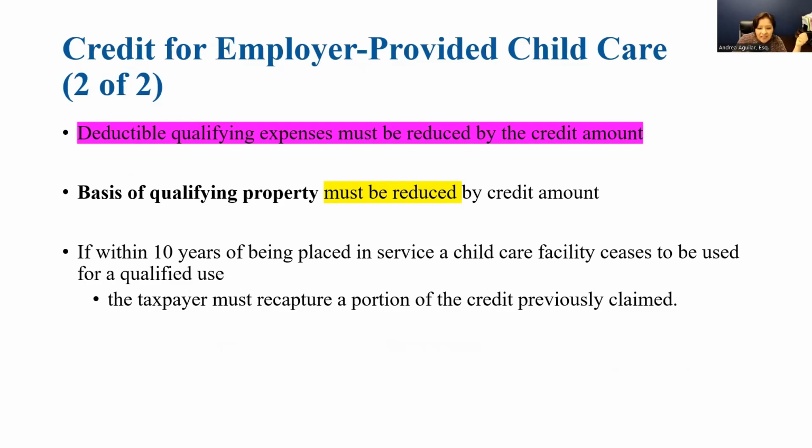If within 10 years of being placed in service, a child care facility ceases to be used for a qualified use, the taxpayer must recapture a portion of the credit previously claimed. So you cannot stop providing this facility within 10 years of setting up this establishment. Otherwise, you will be subject to a recapture. Recapture just means that you have to pay back part of the credit that you have received.